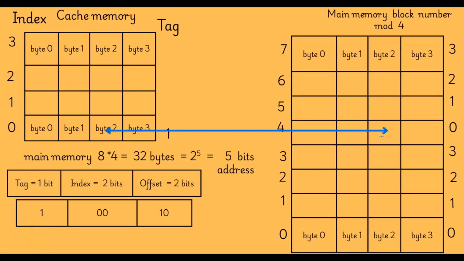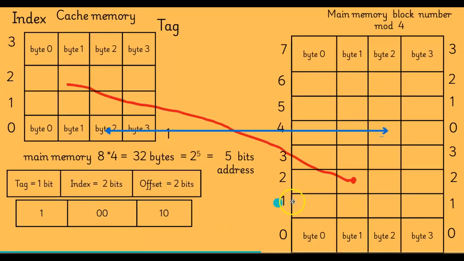Let us consider another scenario for implementation of mapping in direct mapped cache memory. For example, this block has to be moved to the cache memory. As we have applied the formula, here also you apply main memory block number mod 4. So 2 mod 4 is 2. That means this block has to be moved to the second block in cache memory.